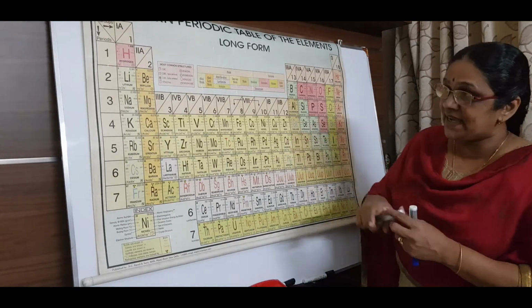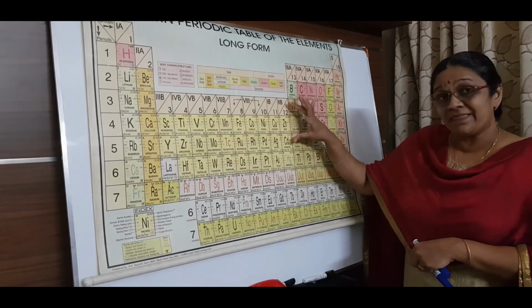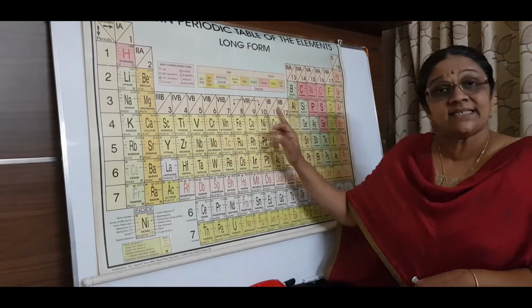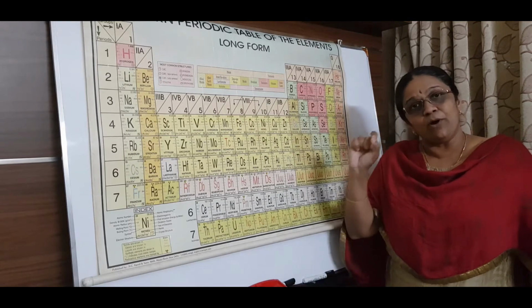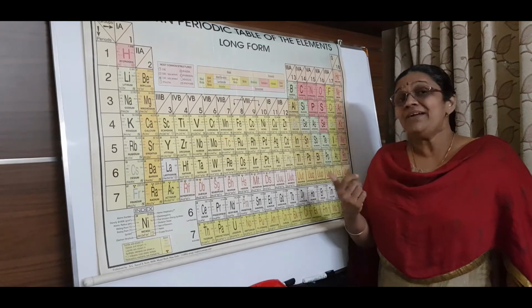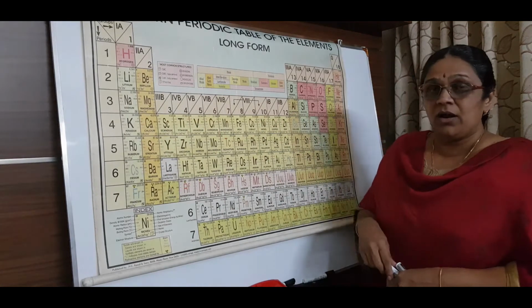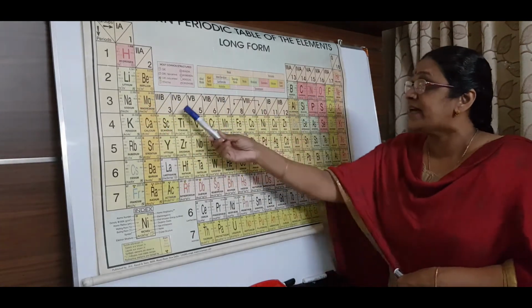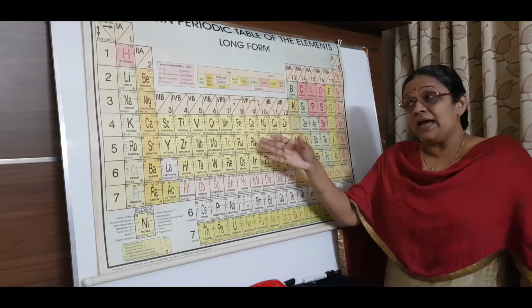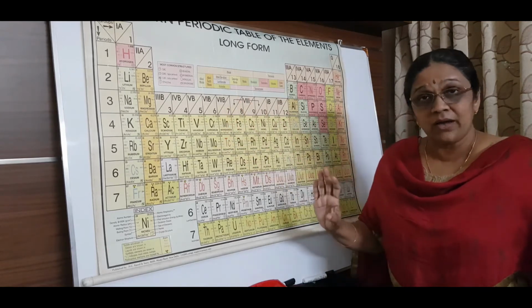Then D-block elements. See, from the 3rd group to the 12th group, you call them D-block elements. D-block elements are also called transition elements. Now why transition elements? Because it is the transition between the S-block and the P-block. While going from the S-block to the P-block, there are transition elements which are called the D-block elements. Here the electrons are going into the D orbitals. So that is why they are called the D-block elements.